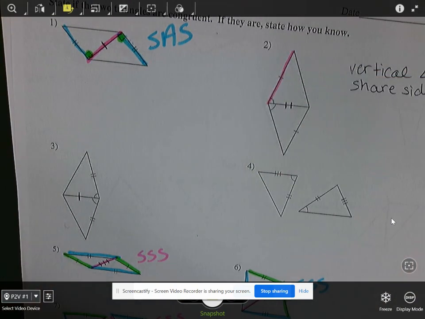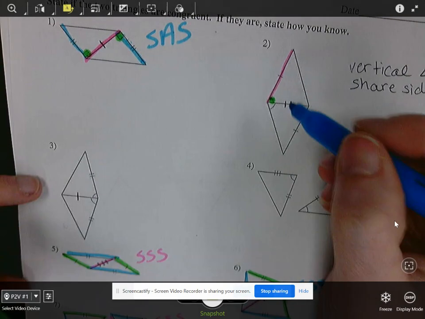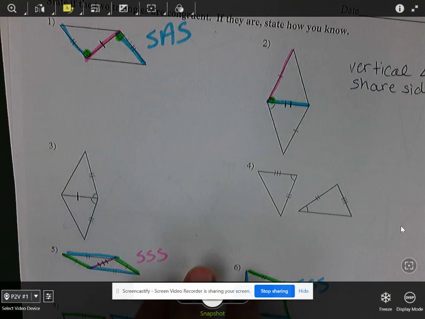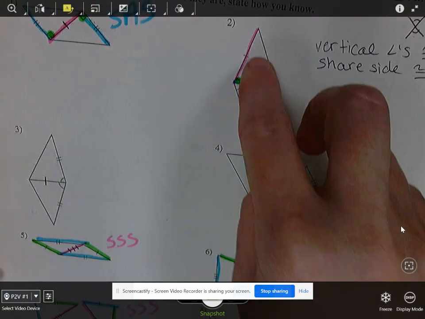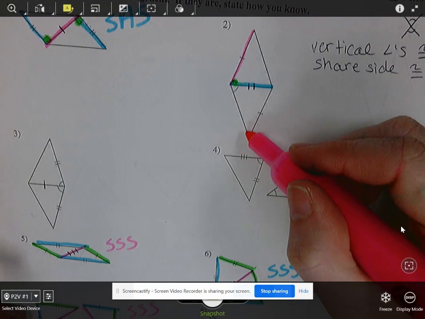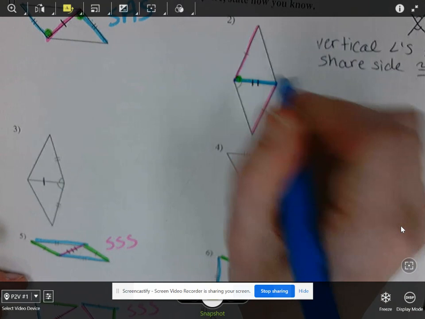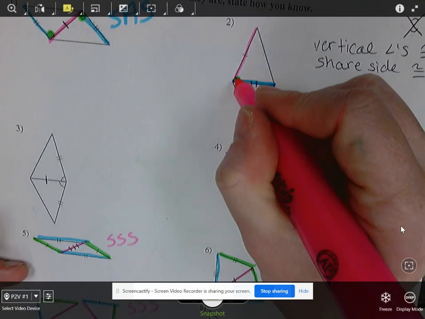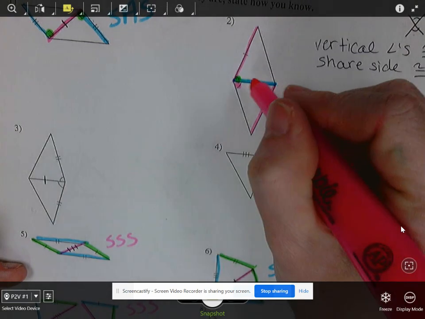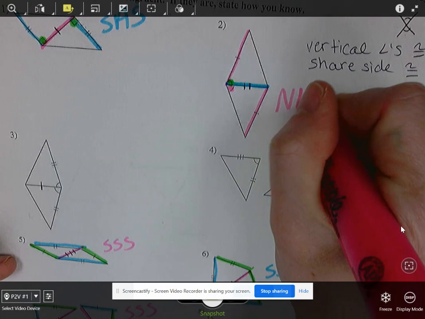Side, angle, side. Okay, now let's look at that one. So that one, side, angle, side, but let's look at this one. Go in order, side, side, and then an angle. So this one's actually side, side, angle. So since this one's side, side, angle, and that one's side, angle, side, I cannot say they're congruent, so I'd put not enough information.